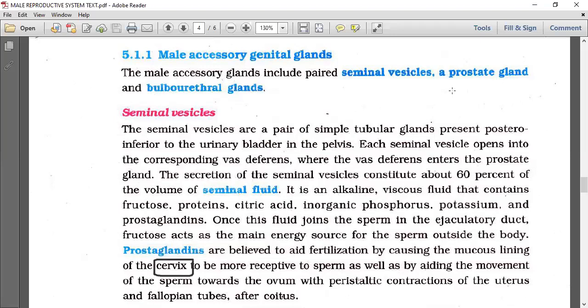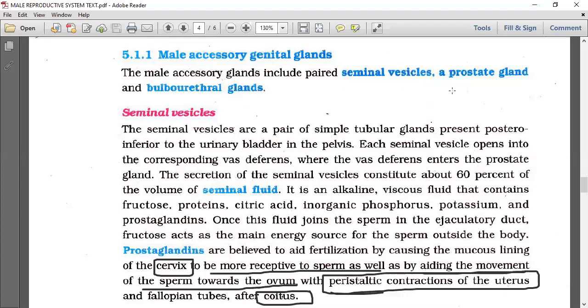Cervix is a part of the female reproductive system. When the sperms are introduced into the female in copulation, that is coitus, the cervix is the region we will find in the female reproductive system. The cervix becomes more receptive to the sperm, and the movement of the sperm towards the ovum is aided with peristaltic contractions of the uterus.